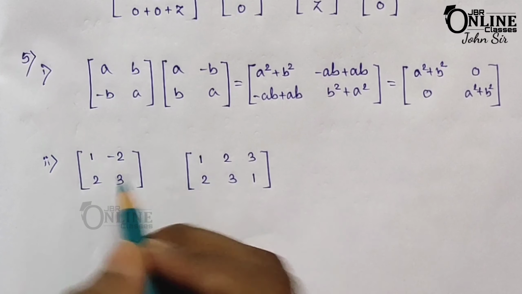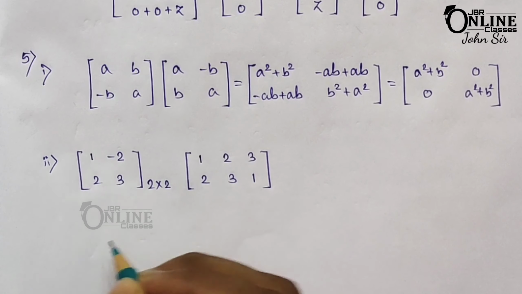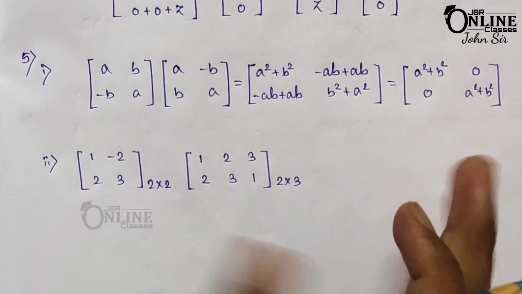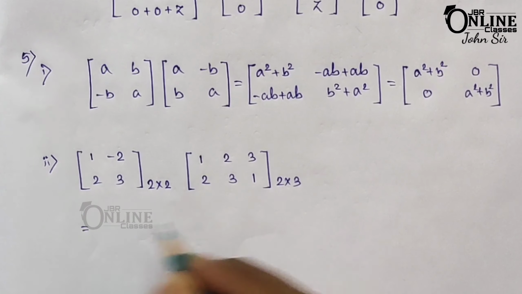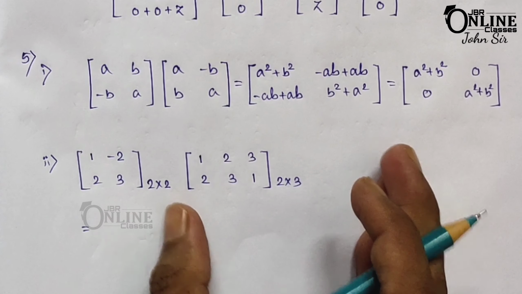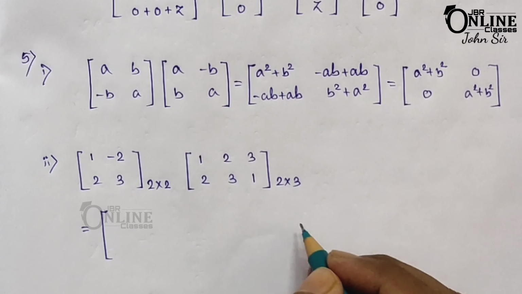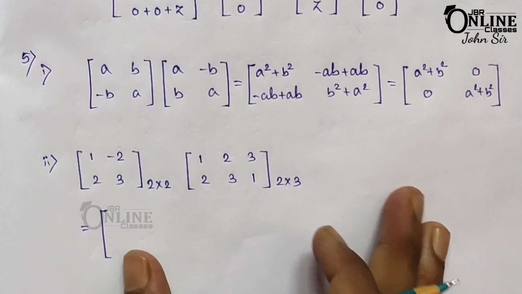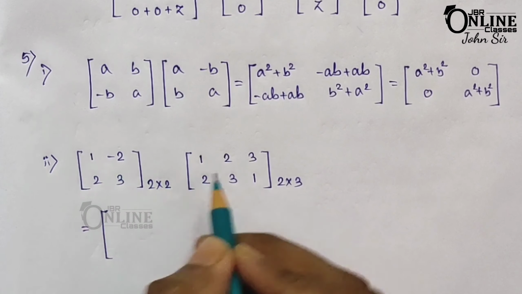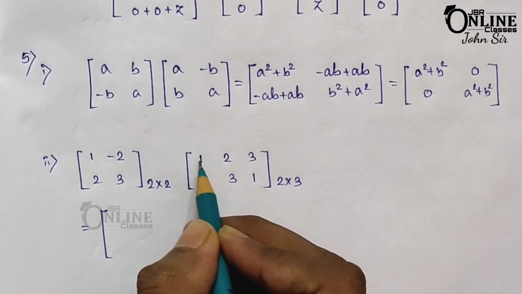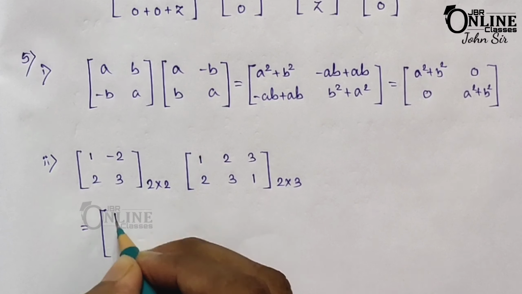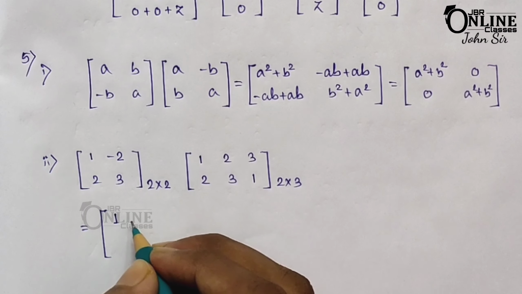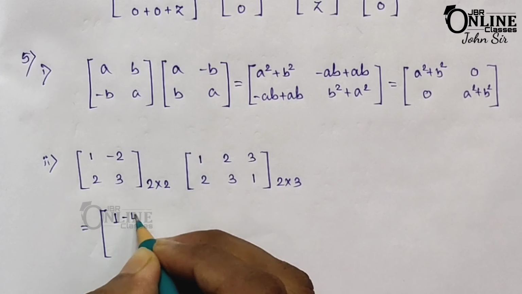In the second one, here you have a 2 cross 2 matrix, and here you have 2 rows but 3 columns. That means a 2 cross 3 matrix. So the result will be 2 cross 3. Okay, that means the product of the matrices will be 2 cross 3. There will be 2 rows and 3 columns. So first row multiply with first column. Okay, so 1 into 1, it's 1. Then here minus 2 into 2, and it becomes minus 4. So write down here minus 4.